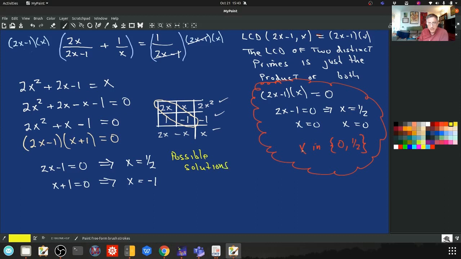But over here, we cannot have x equal to 1/2. So this one is excluded. And my final answer is just this. X is equal to minus.